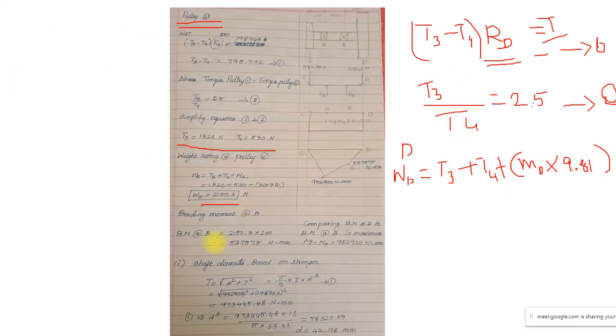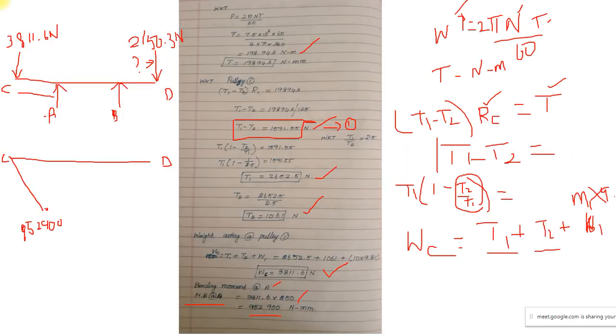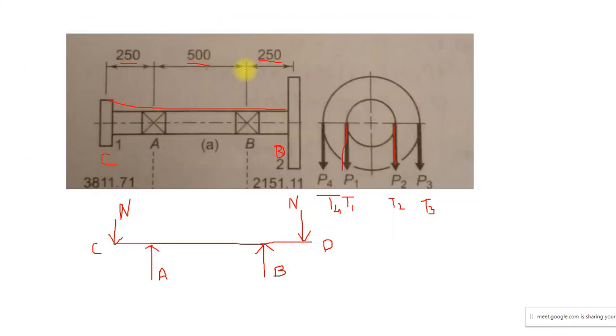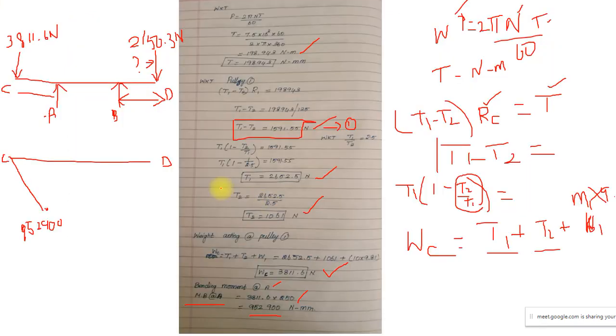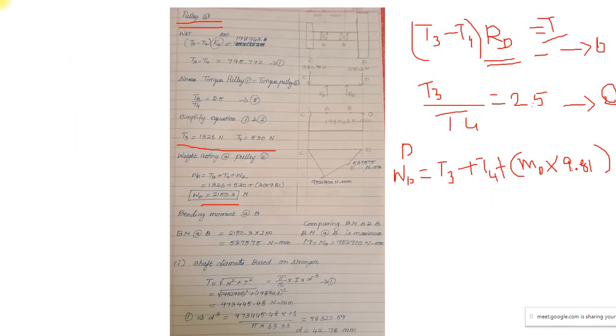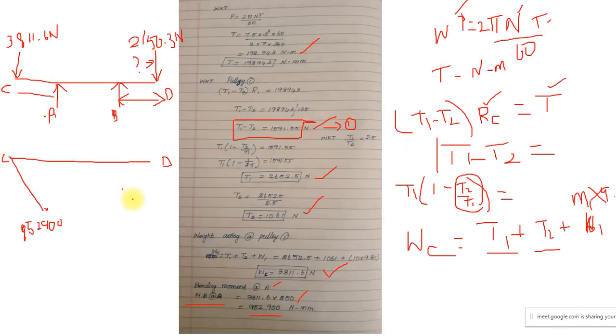So what is the bending moment? As I told earlier, for overhang beam, the bending moment at B can be written as the distance of B to D times the load. Let us see the distance of B to D from the diagram. The distance from B to D is 250 mm, and the load there is 2150.3. So 2150.3 into 250 gives a bending moment of 537575 Newton meter. I repeat again, the value here would be 53775. So this is my value.